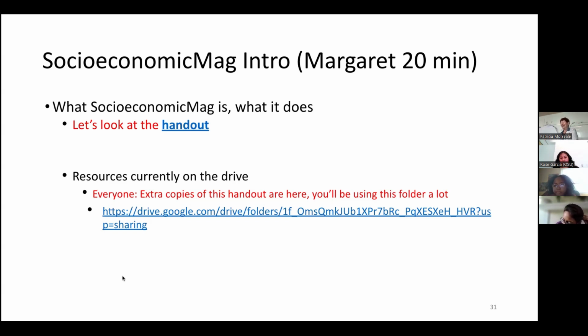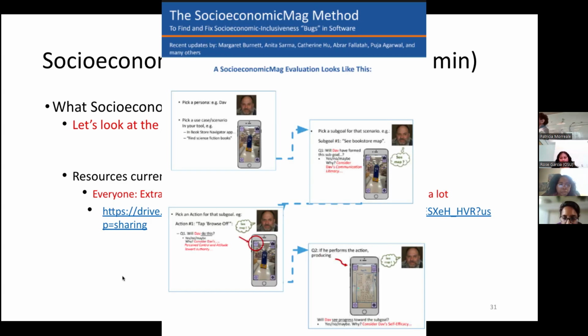So let's move to page 2. This is a flow chart they all are looking at. This flow chart is pretty much the same deal for those of you who have used GenderMag in the past. So you're going to experience this in a minute. This is just your cheat sheet. So the way you actually use SocioeconomicMag is you start by picking one of your personas. I pick Dave, yay, done.